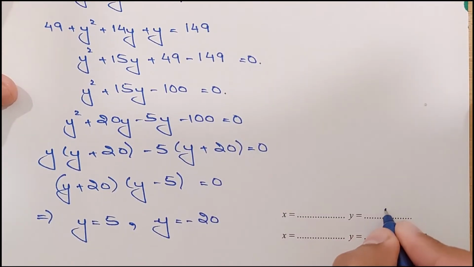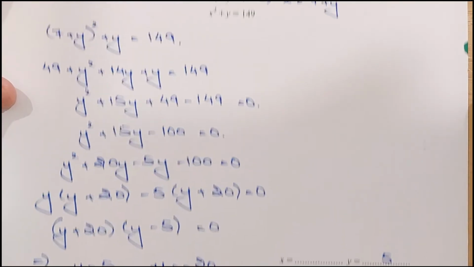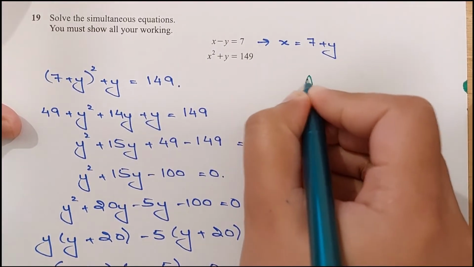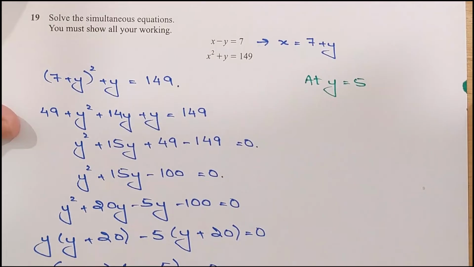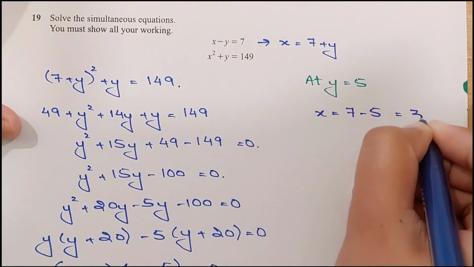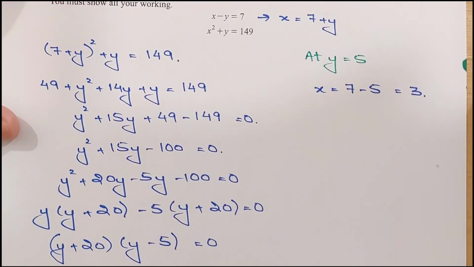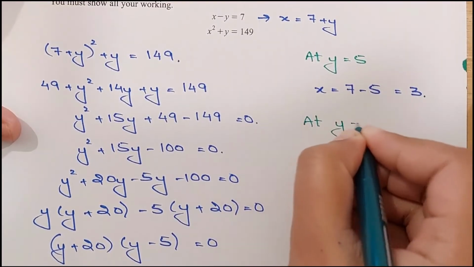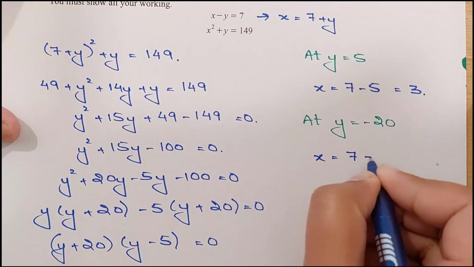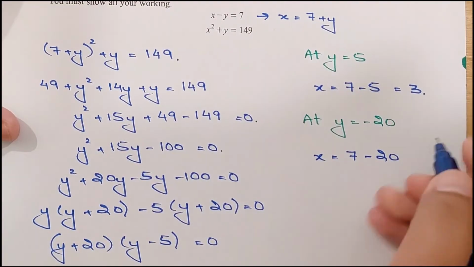So let me write this down. We have 5 and minus 20. Let me find the corresponding values of x when y is 5 and when y is minus 20. So using this equation, when y equals 5, what is x? x is equal to 7 minus 5. This is equal to 3. So let me write this down as 3. For the second, when y equals minus 20, solving for x, we have x is equal to 7 minus 20. So 7 minus 20 is negative 13.